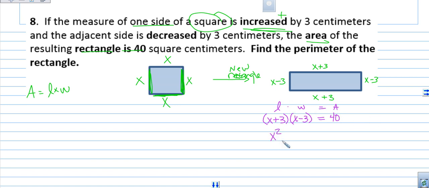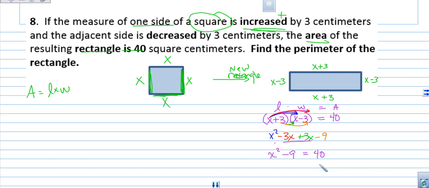So then you get x squared plus... here, let's do it. When you multiply these, you need to distribute. Let's do this in blue. You've got x times x, which is x squared. You've got x times negative 3, which is negative 3x. You've got 3 times x, which is positive 3x. And then you've got 3 times negative 3, which is negative 9. Don't forget your like terms in the middle, so you'll end up with x squared, negative 3x plus 3x cancels out, minus 9 equals 40.